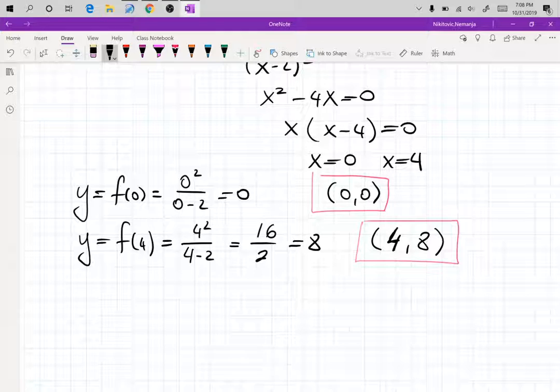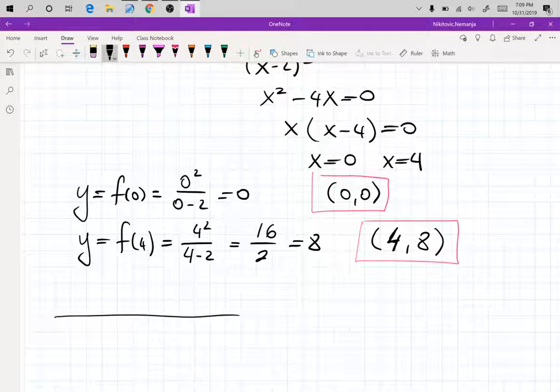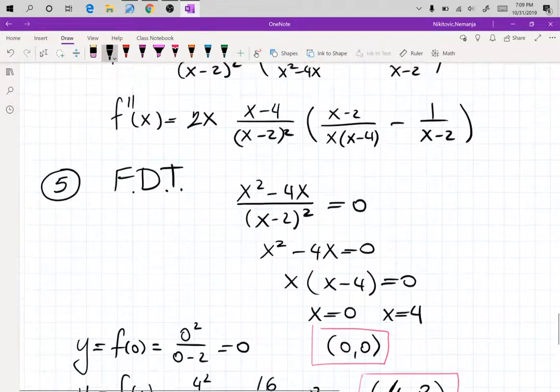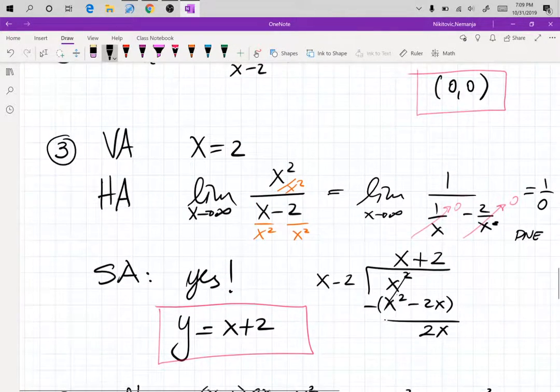We haven't done any partitions yet. We didn't do the first derivative test yet. We only found critical points. Now I have to do partitions, and partitions are done at critical numbers and the asymptote. So we have 3 values to worry about. The vertical asymptote was at 2.